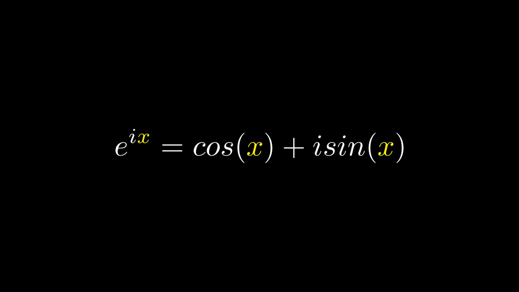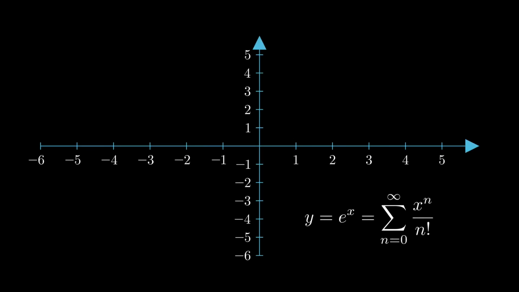Understanding e to the ix equals cosine x plus i sine x in the context of infinite sums. Now, to fully understand how this equation comes together, you'll need to understand a few mathematical concepts, like what is an infinite sum and how do we represent this equation in that form.